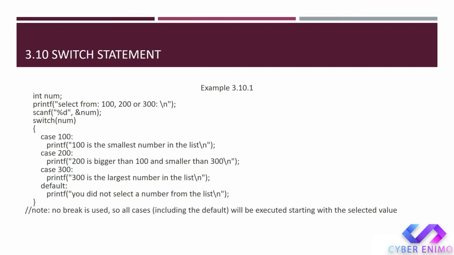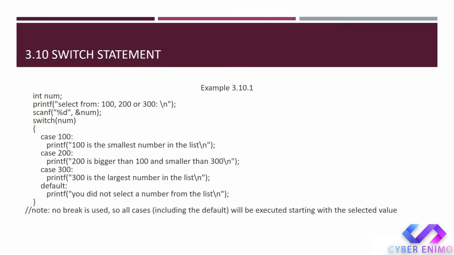So for case 100, we print a message saying 100 is the smallest number in the list. And for case 200, we print a message saying 200 is bigger than 100 and smaller than 300. And for case 300, we print a message saying 300 is the largest number in the list. And the last case is the default case, which prints a message saying you did not select a number from the list. This default case will only be implemented if all other cases are false.